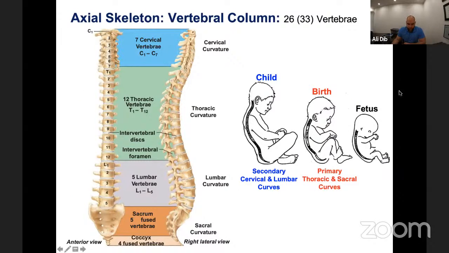Alrighty, let's get into the axial skeleton. The axial skeleton is comprised of the vertebral column. We have the cervical spine, the thoracic spine, the lumbar spine, the sacral spine, and the coccyx at the very end, also known as the tailbone. At the very top, the cervical vertebrae consist of 7 segments, named C1 to C7. The thoracic vertebrae are T1 to T12, so 12 segments.